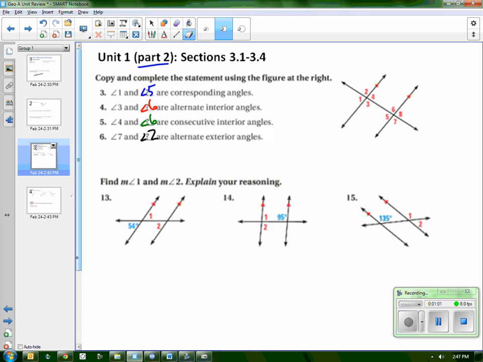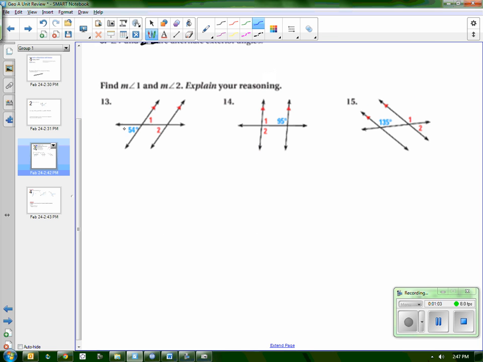All right, so let's actually solve some problems now using those ideas. Angle 1 and angle 54, that's going to be 54 degrees because they are vertical angles. And angle 2 is also going to be 54 degrees because those are alternate interior angles. So vertical angles, alternate interior angles.